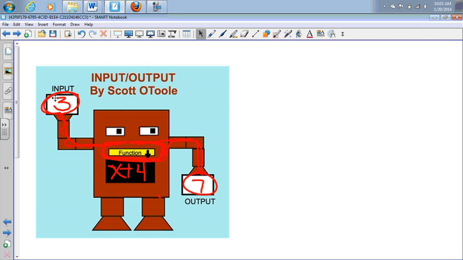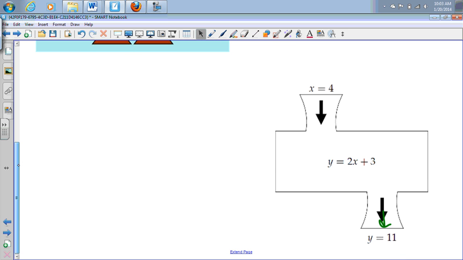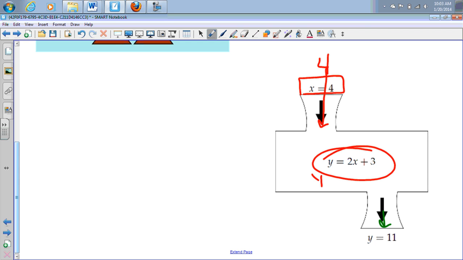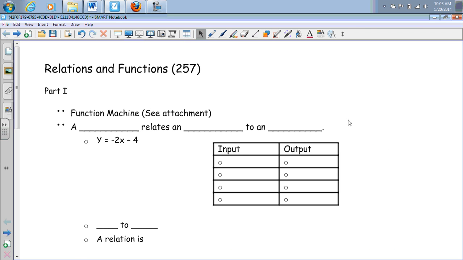Throughout all of this unit, we're going to learn all about different types of functions. Here is one particular function that we can see happening. If x is 4, so I'm dropping a 4 into my function machine, 4 gets applied to the function, so y equals 2 times 4 plus 3, and that is 11. So 11 comes out of the function. That is a function machine. You may have done some of those in former grades.